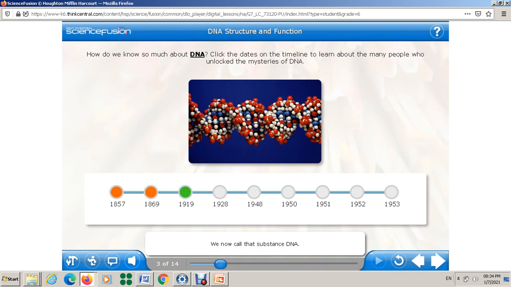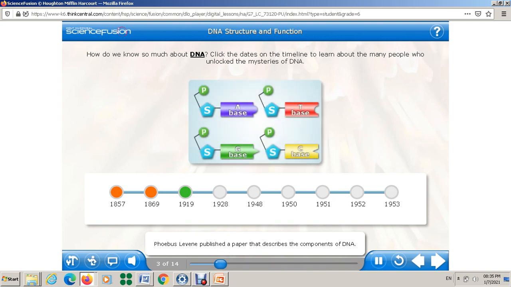Actually, for this scientist in 196, he found a substance, but he didn't know what exactly it was. He didn't know this one is DNA. Let's continue. Phoebus Levene published a paper that describes the components of DNA.